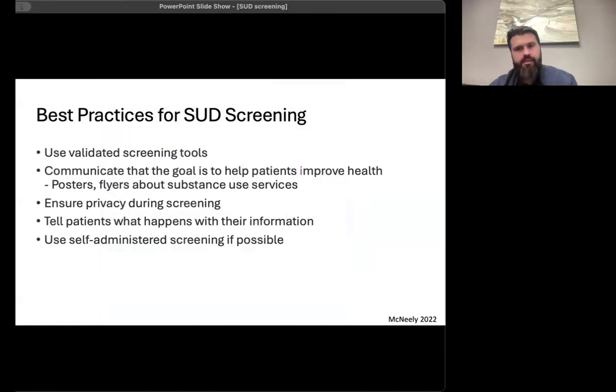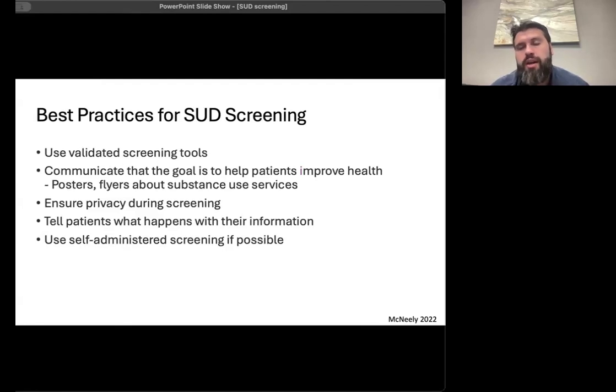What are the best practices for actually using these, though? And this is based on some literature I found. Again, use validated instruments. The ones I just mentioned are just a handful of them. There are others out there if you Google them. But these are the ones that I've seen most commonly used in practice, right? The single item screener is often used as a general way to screen for folks.